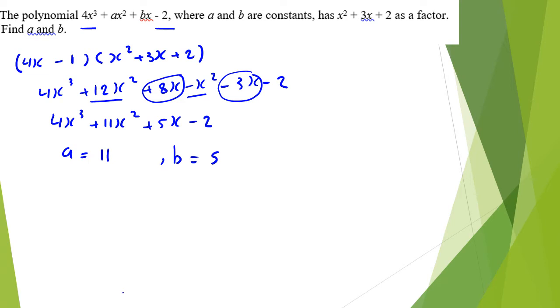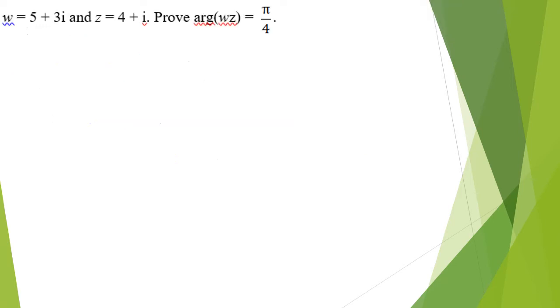Next question. Okay, the next question will give you two complex numbers, w and z, and ask you to prove the argument of wz is equal to pi over 4. Because it's wz, you have to multiply w and z first. You can use your graphic calculator to do that, or you expand normally. So the value for that is 17 plus 17i.